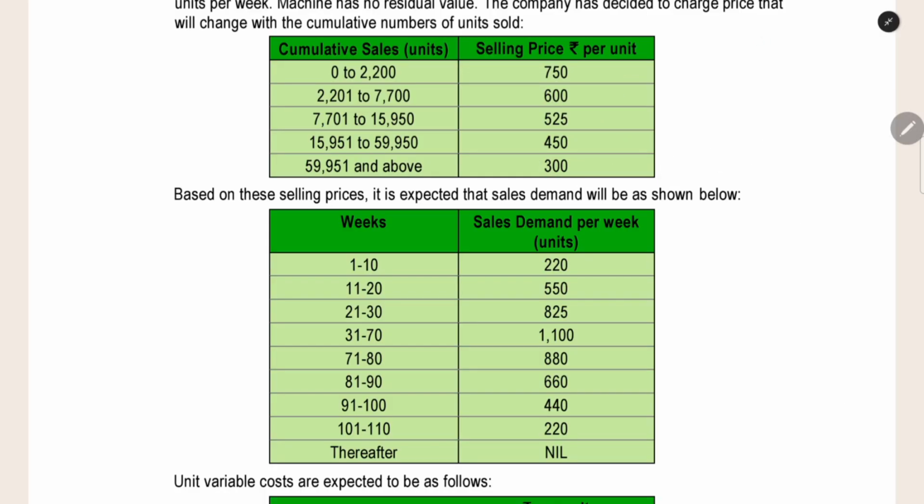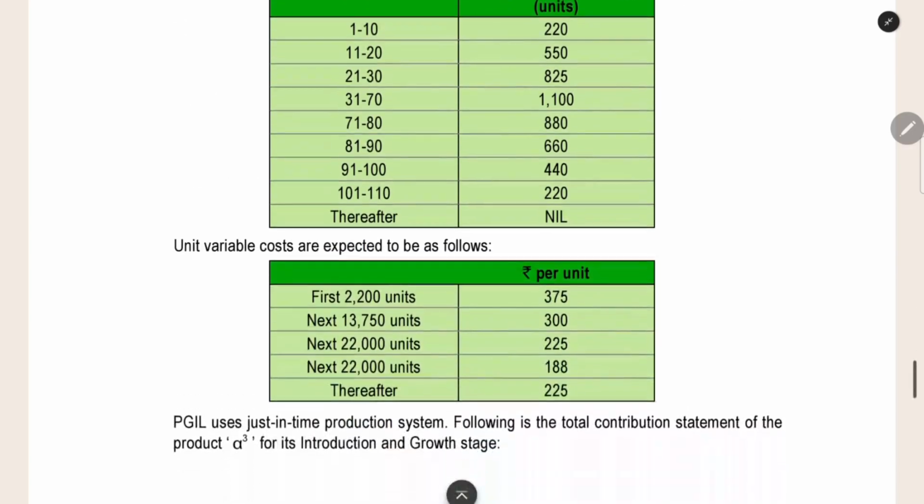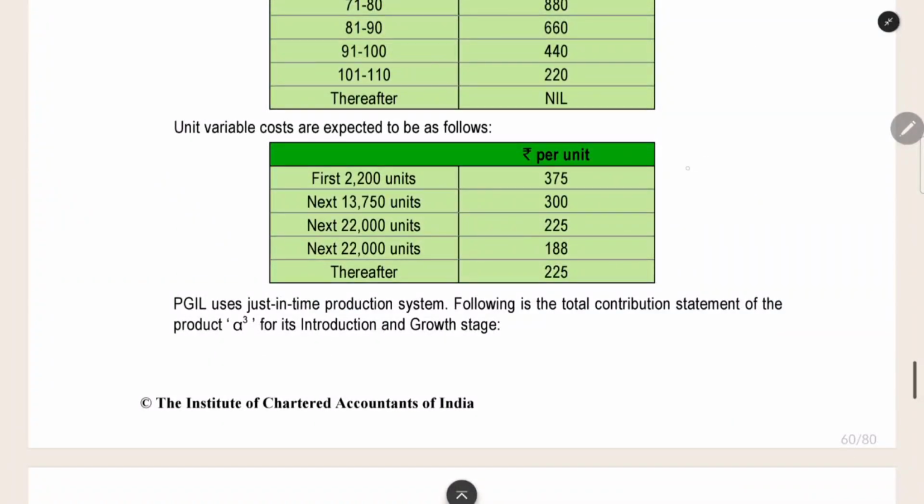So now what we found out, this is the sales price for maturity stage, this is the sales price for decline stage. Here we have sold 15,950 units till the introduction and growth stage. So these two variable costs we have already used. Now these three are remaining. We have to differentiate between maturity stage and the decline stage. We are going to sell 44,000 units in the maturity stage. These two, if you total, will come to 44,000 units: 22,000 units, 22,000 units.